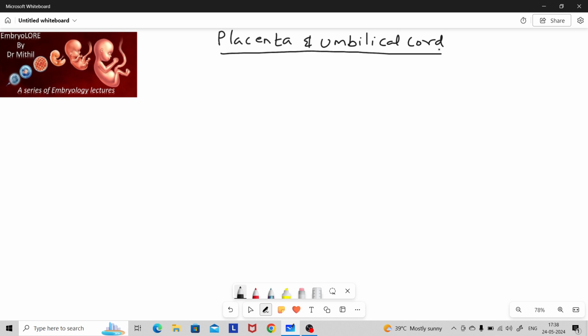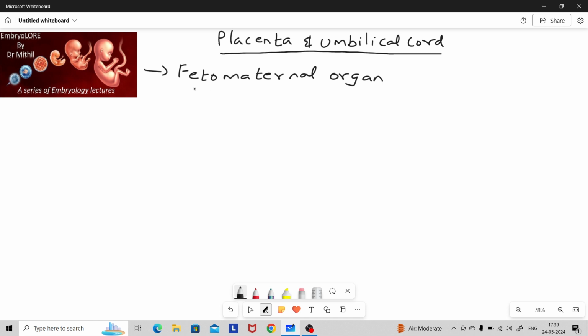First of all, let us try to understand what is actually the placenta. So what is the definition? The definition of the placenta can be said as: it is a feto-maternal organ intended for the transport of nutrients from the mother to the baby. As the name itself suggests, it is a feto-maternal organ, so it contains a fetal component and also a maternal component.